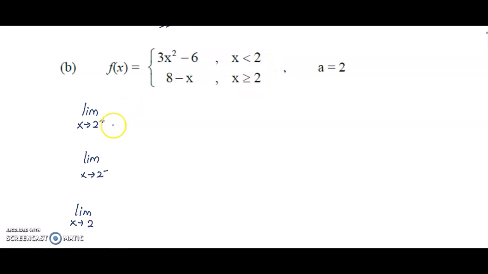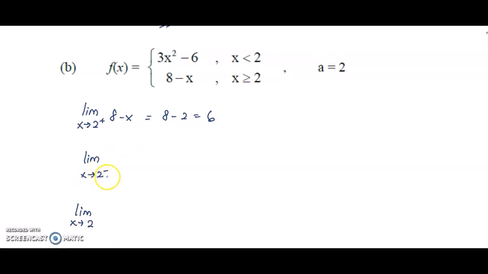2 positive, you can represent it as 2.001 maybe. So 2.001 is in the second interval. So we will take the 8 minus x to represent our f(x). So now after you have decided which function to put in, then you use the substitution method, put in your x as 2, you have 6. So easy, right? Then after that, proceed to the left-hand limit.